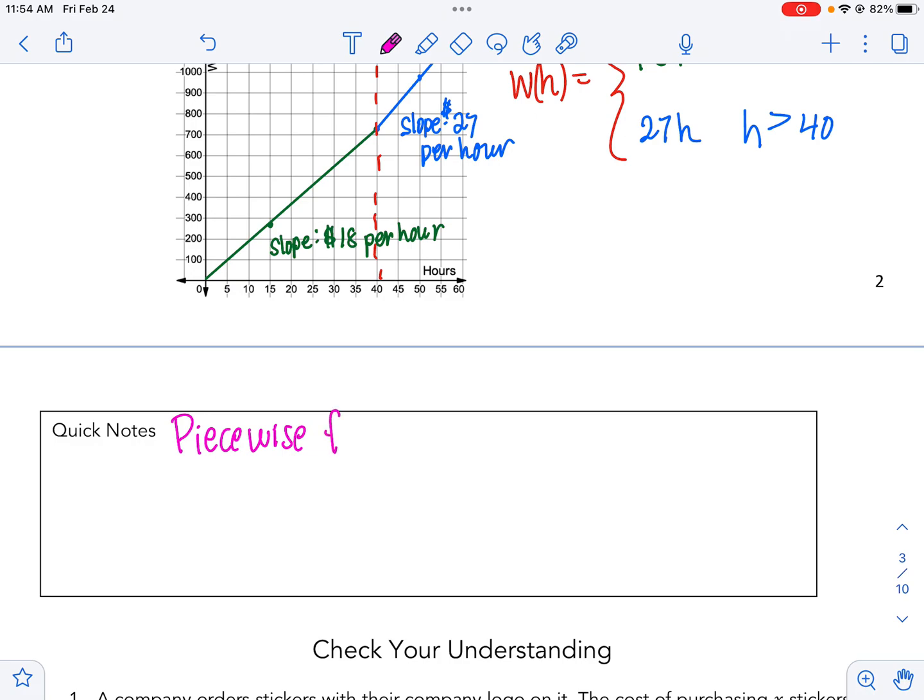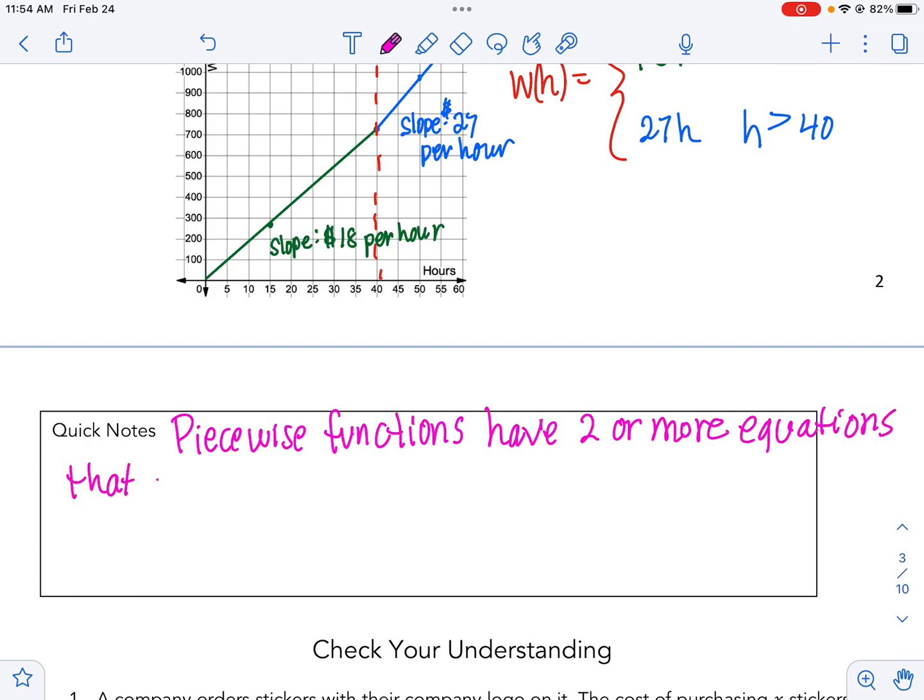Piecewise functions have two or more equations that apply to different intervals of the domain, to different parts of the domain.